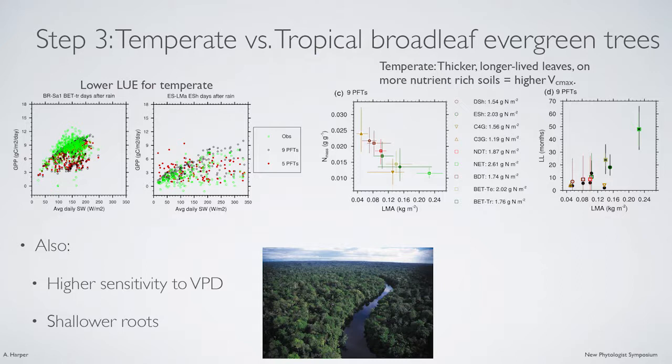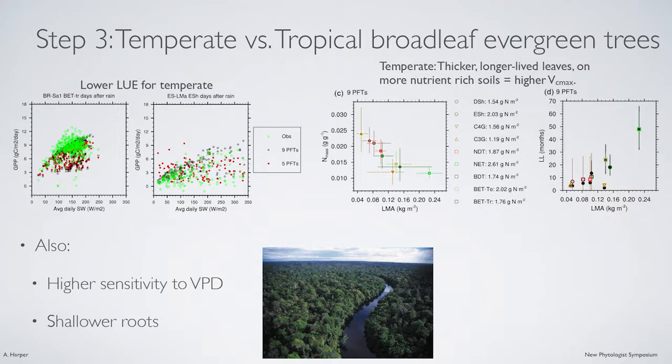Then the next thing is, now we have a broadleaf evergreen plant functional type, but it makes sense to separate this into a temperate and a tropical version. This was alluded to in the previous talk, the issue of the Amazon dieback. You would think that at the very least we could have a tropical tree that's specific to the tropical regions. So we made this PFT split with a few adjustments. We adjusted the quantum efficiency to get lower light use efficiency in the temperate PFT. The temperate one has thicker and longer lived leaves.